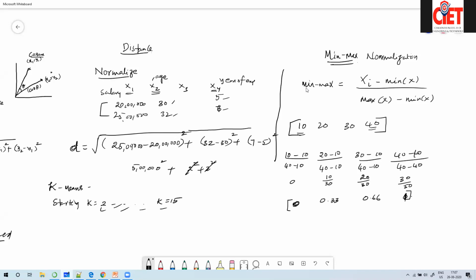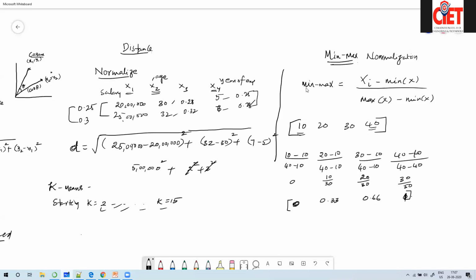Now here, if we change this into min-max, these two observations will become like this. For salary, it is 0.25 and this is 0.3. For age, this is 0.28 and this is 0.32. And for years of experience, this is 0.25 and this is 0.28. Now, the scale is completely taken out, and this is called descaled data. All of them are on a common scale.